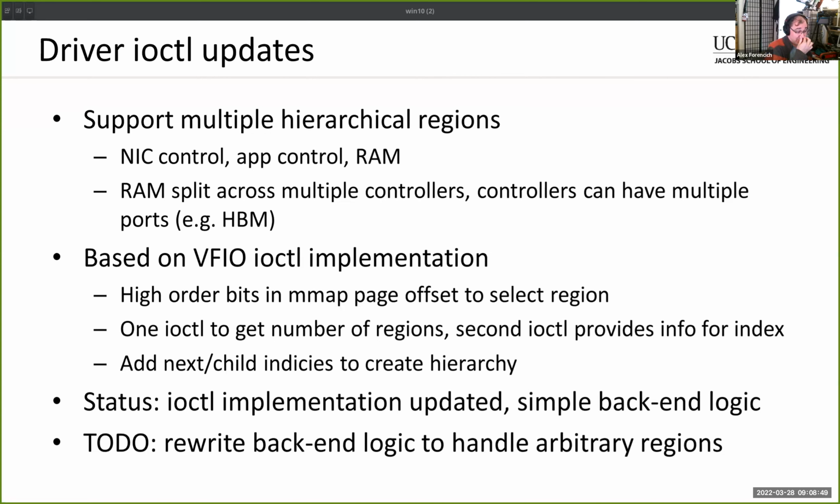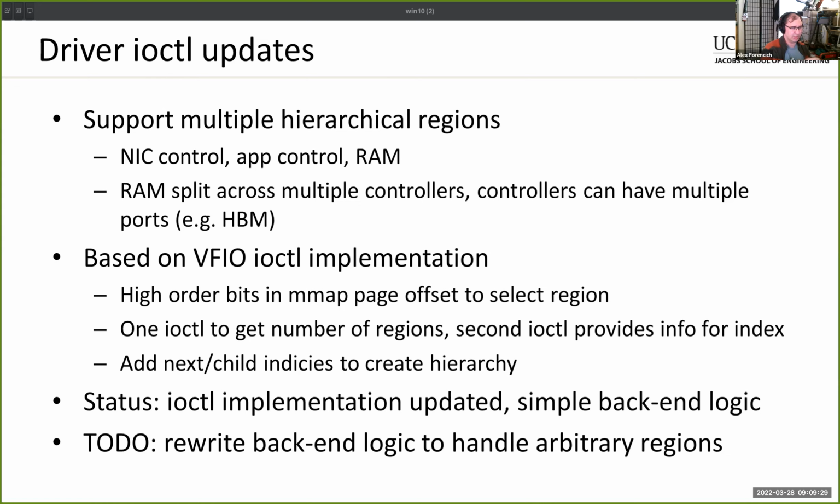So what I wanted to do is, instead of some ad hoc solution that just exposes a couple of regions, come up with something that's a little bit more comprehensive. So I took a look at how VFIO works, and basically VFIO has two different IOCTLs. The first one provides some high-level information, including the number of regions. And then with the second call, you give it an index, and it gives you some information about that region. So effectively, you make the first call to find out how many regions you have, and then you loop over the second call, and you get information about all the regions.